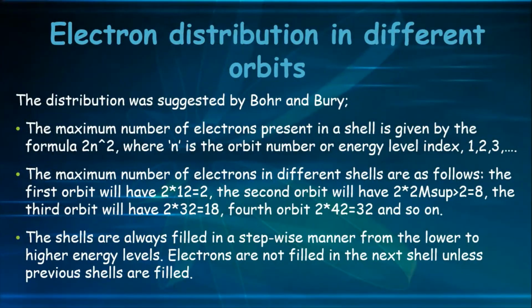Electron distribution in different orbits. The distribution was suggested by Bohr and Bury. The maximum number of electrons present in a shell is given by the formula 2n squared, where n is the orbit number or energy level index: 1, 2, 3 and 4 and so on. The maximum number of electrons in different shells are as follows. The first orbit will have 2 into 1 squared, which is equal to 2. The second orbit will have 2 into 2 squared, which is equal to 8. The third orbit will have 2 into 3 squared, which is equal to 18. Fourth orbit 32 and so on.